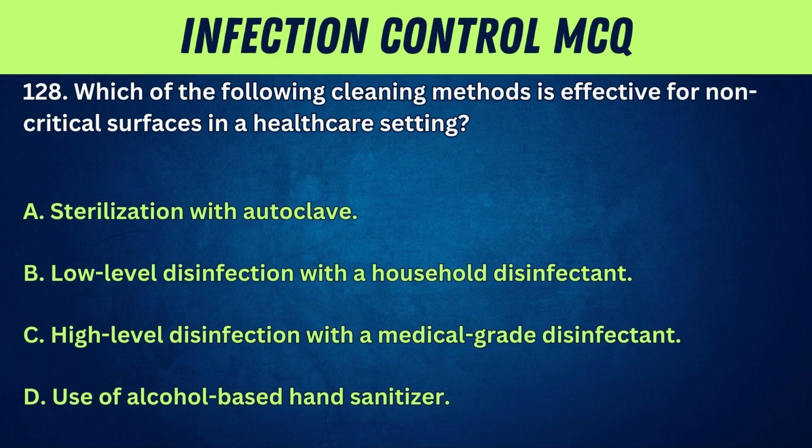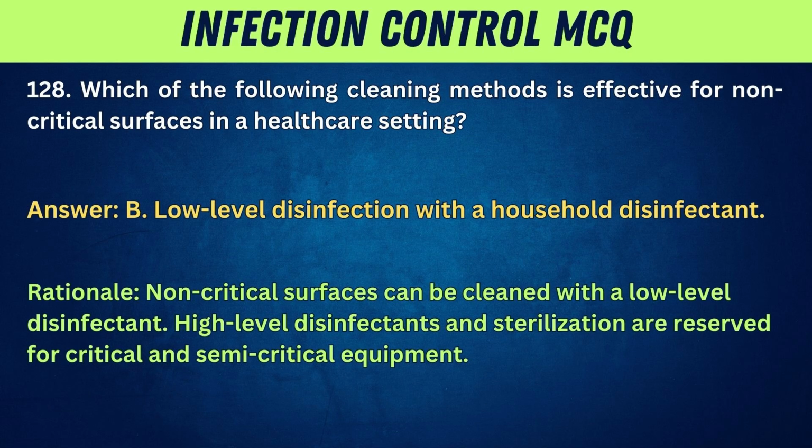128. Which of the following cleaning methods is effective for non-critical surfaces in a healthcare setting? A. Sterilization with autoclave. B. Low-level disinfection with a household disinfectant. C. High-level disinfection with a medical-grade disinfectant. D. Use of alcohol-based hand sanitizer. Answer: B. Low-level disinfection with a household disinfectant. Rationale: non-critical surfaces can be cleaned with a low-level disinfectant. High-level disinfectants and sterilization are reserved for critical and semi-critical equipment.